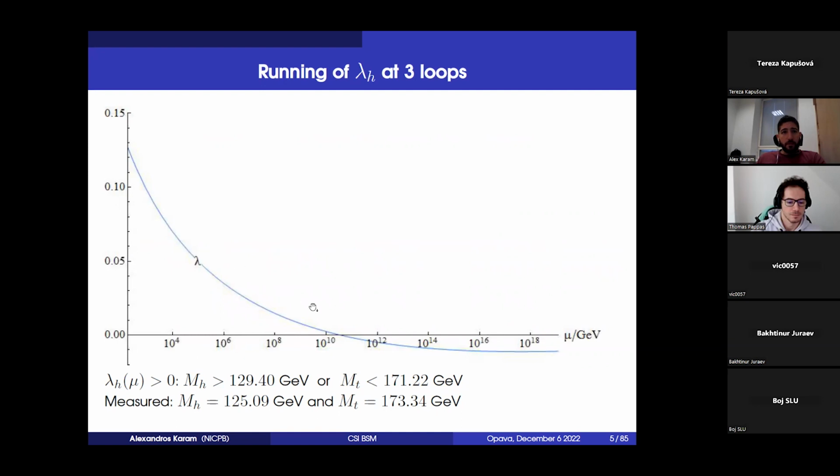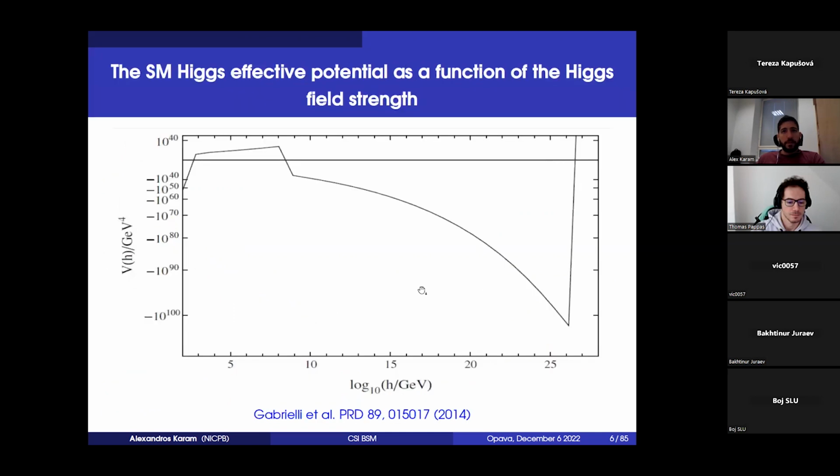Now, this would not happen if the mass of the Higgs was above 129 GeV, or the top quark mass was below 171. But the fact that it happens is bad, because it means that there is now a new minimum, which has a much lower energy. And there is always a chance that we will tunnel from our electroweak vacuum, the electroweak minimum here, to this other minimum, and the universe will be destroyed.